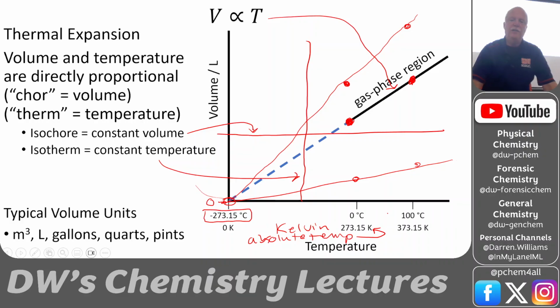Okay. And so to convert from degrees C to Kelvin, you just add 273, and now you've got your Kelvin scale. So that's pretty straightforward.